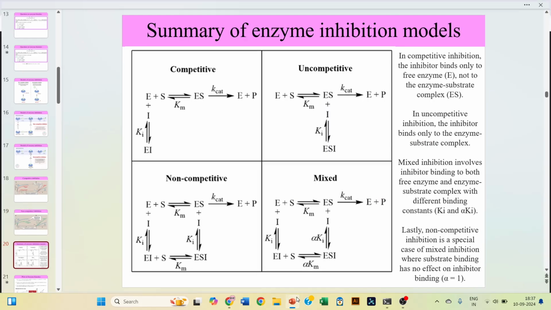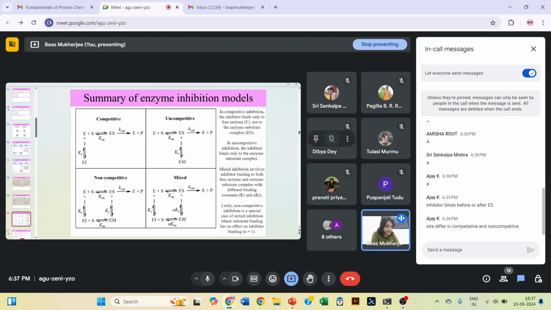So this is a summary slide. Sites differ in competitive and non-competitive. Yes, in competitive and non-competitive inhibition, the site of binding of the inhibitor is different. In non-competitive inhibition, the inhibitor binds to an allosteric site, but the substrate binds to the active site. In the case of the competitive inhibitor, it binds to the active site only.